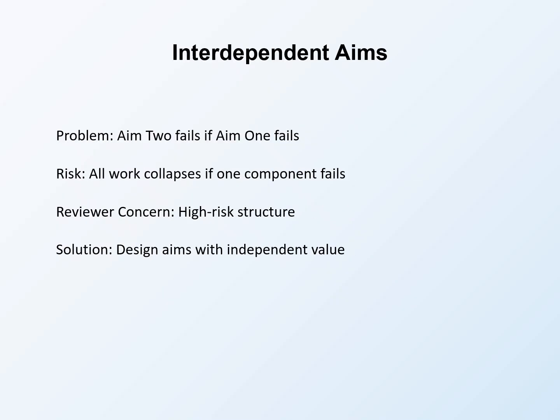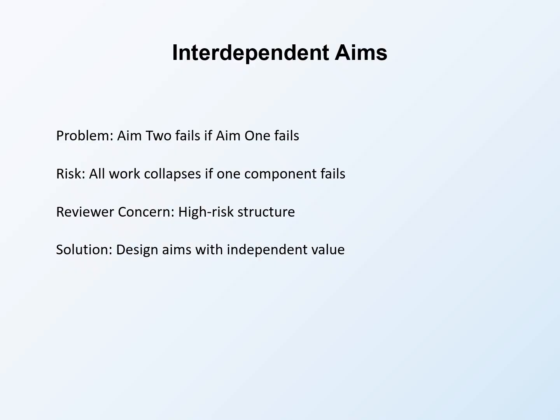Interdependent aims represent a classic fatal flaw. The problem is that aim 2 fails if aim 1 fails. If your aims are sequentially dependent, failure at any point cascades through the project. Risk is that all work collapses if one component fails. Funders invest hoping for return. Interdependent structures put entire investment at risk. Reviewer concern focuses on high-risk structure. Reviewers specifically look for aim interdependence. NIH study sections flag this issue explicitly.